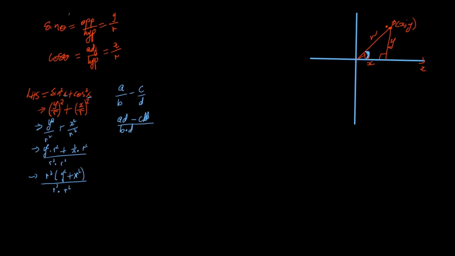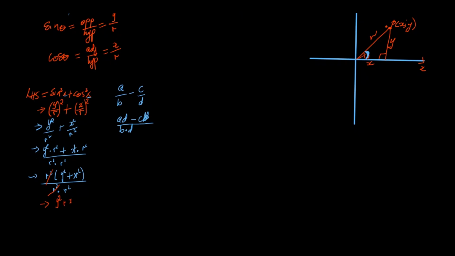We are going to remain with these two, which will divide each other. We remain with y squared plus x squared divided by r squared.